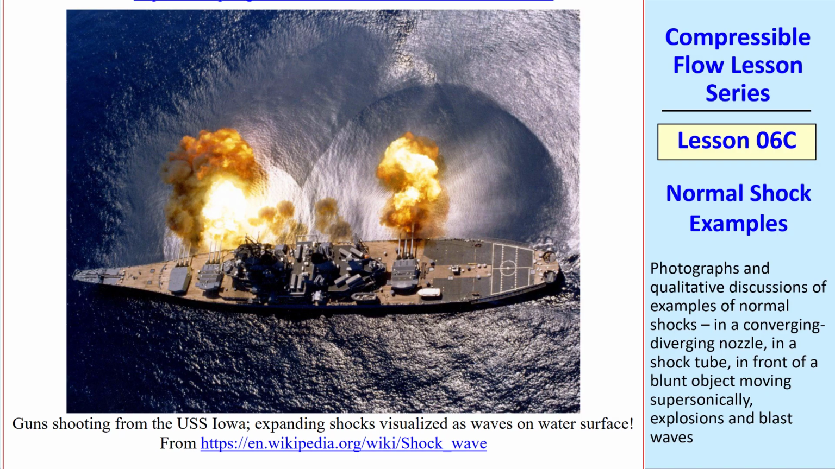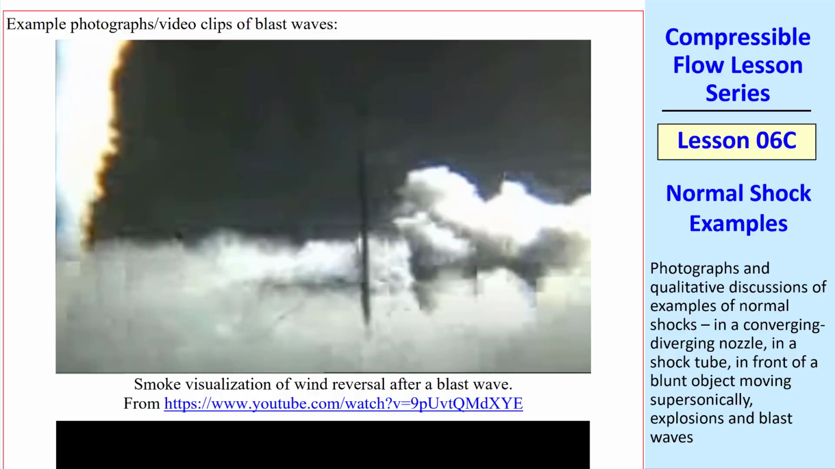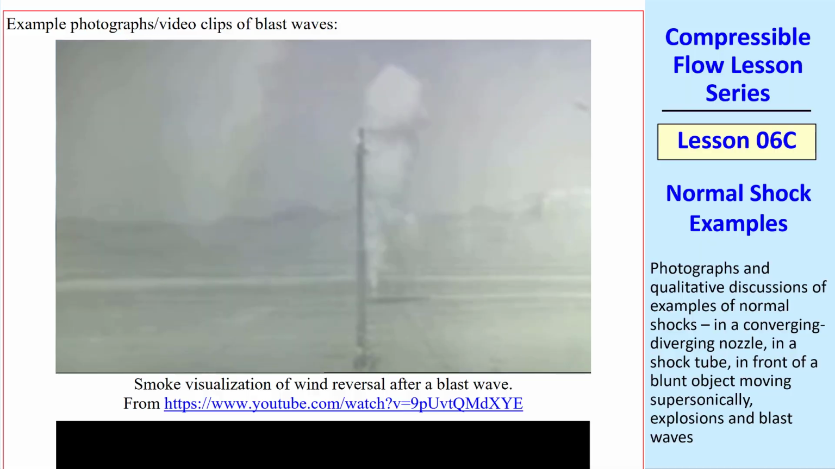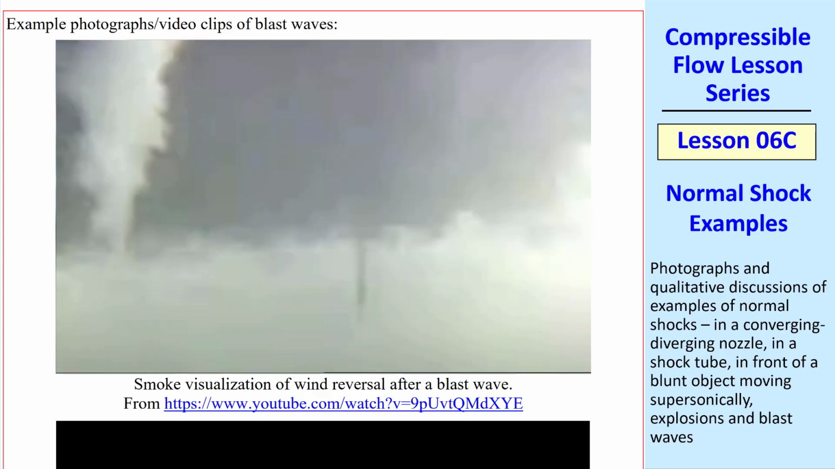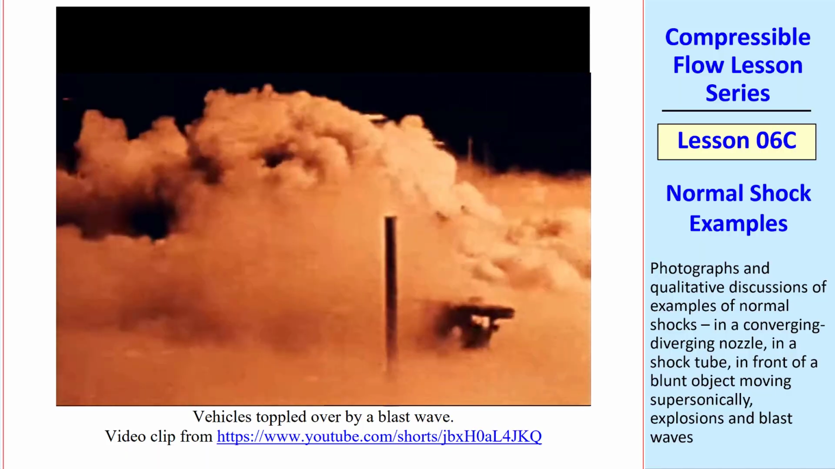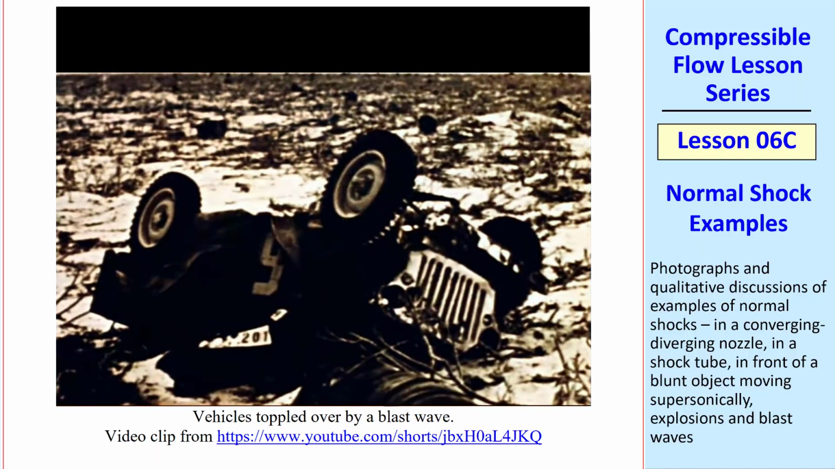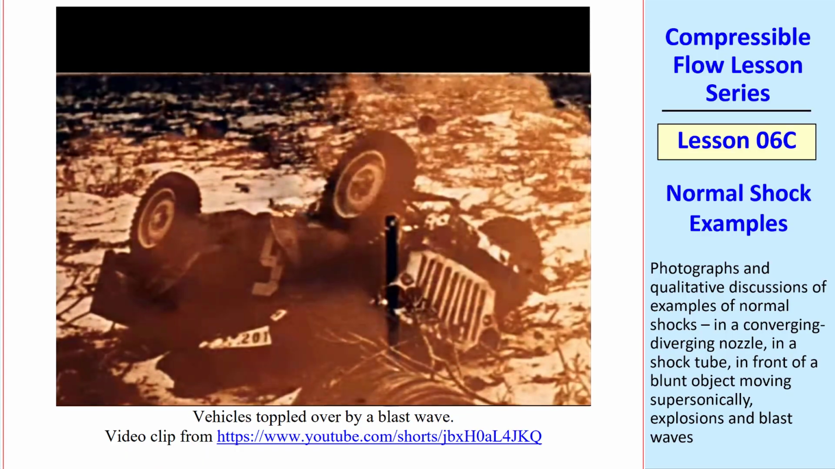This is one of my favorite pictures. It's the USS Iowa firing its big guns, and the spherical shocks can be seen as ripples on the ocean's surface. These are, of course, expanding very rapidly. I also have some video clips of blast waves. In this one, they injected some smoke, and the blast wave hits, pushing the smoke to the left, but later on the smoke starts moving to the right. A similar thing happens in this short video clip, where these vehicles are actually knocked over by the blast wave, and then you can see the smoke reversing itself.